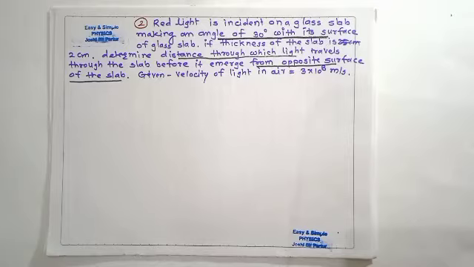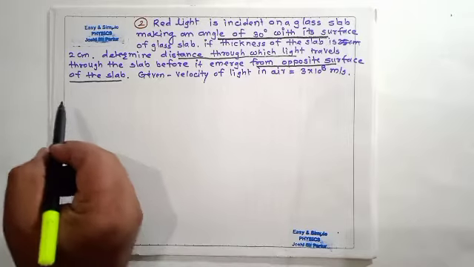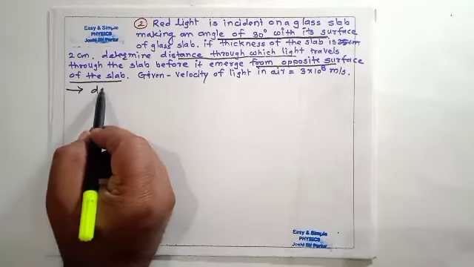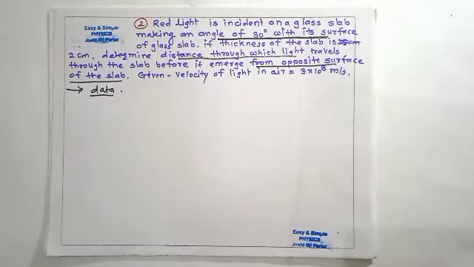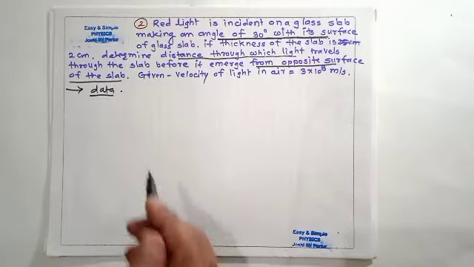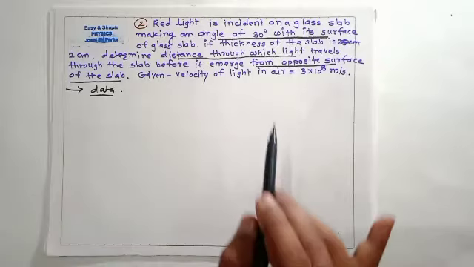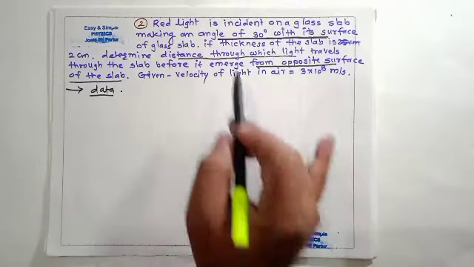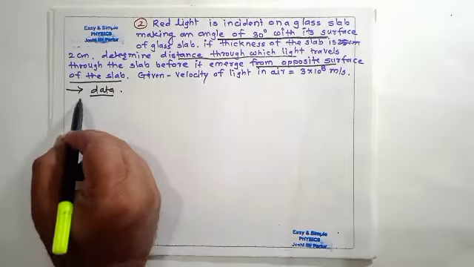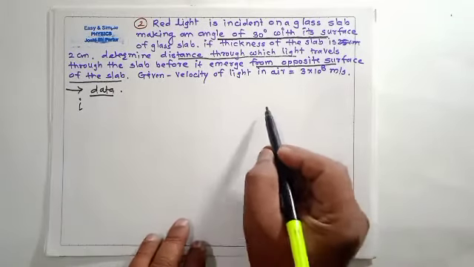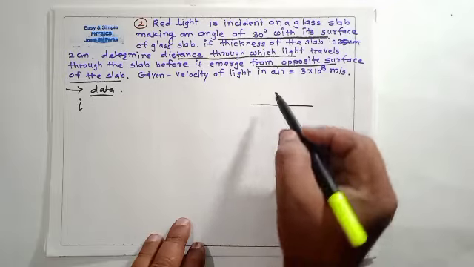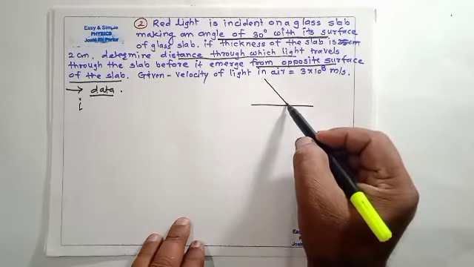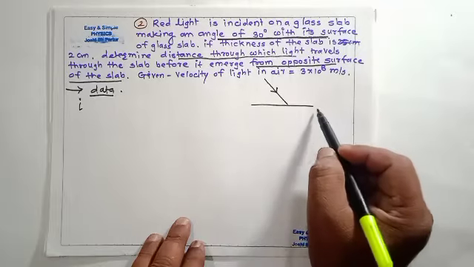So here we can solve such a problem like this. The given data is there. If we solve the example with the given data, the refractive index is not given, but here the angle of incidence i is given. See here, whenever a surface is there, light is incident on the glass surface.